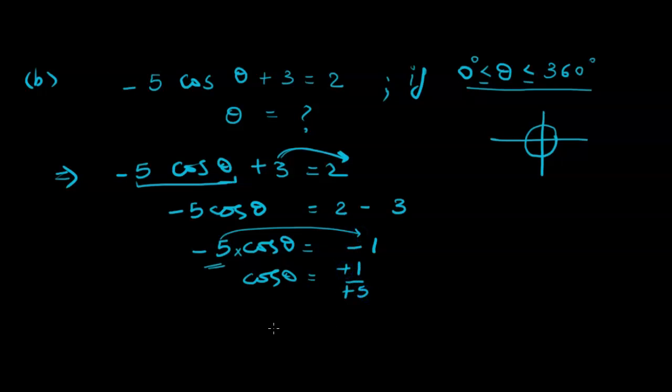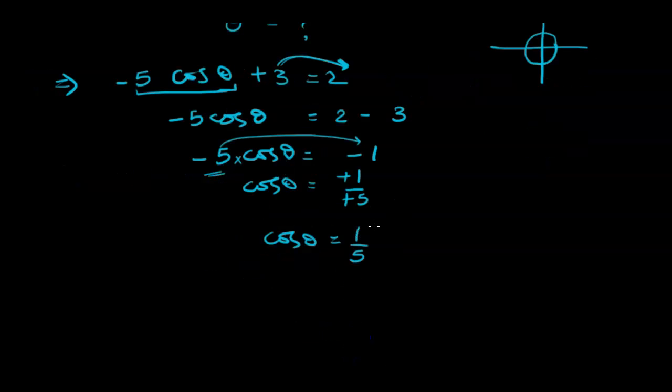Minus and minus gets cancelled. We are left with cos theta equal to 1 over 5. Now we know the ratio 1 over 5 does not lie in special triangles, so definitely we just have one option to solve this theta, and that is to use a calculator. So to solve for theta, we would be doing cosine inverse of 1 by 5.